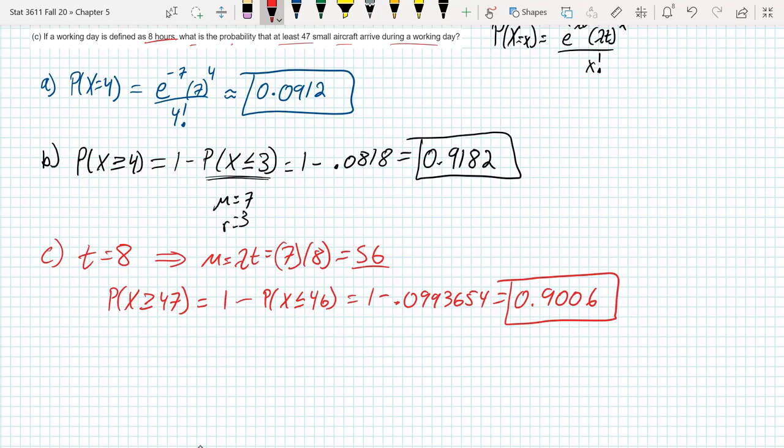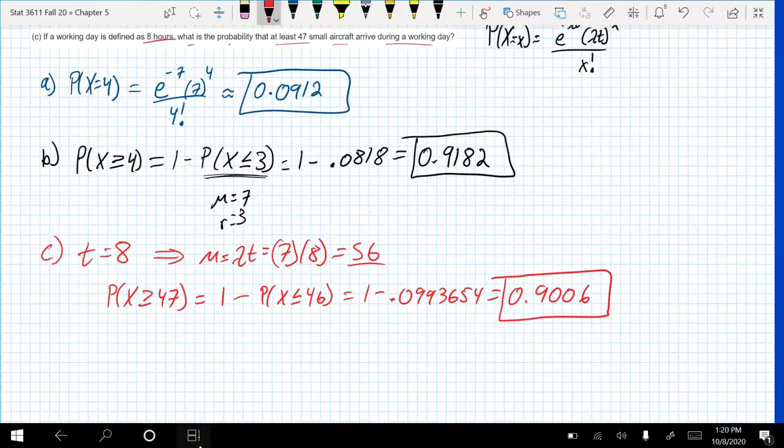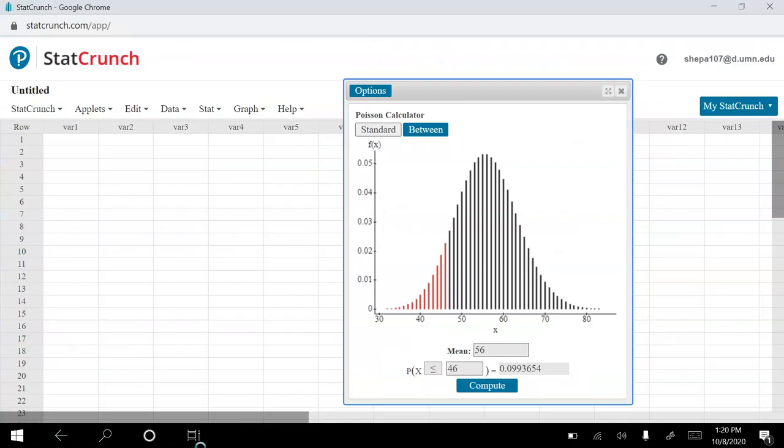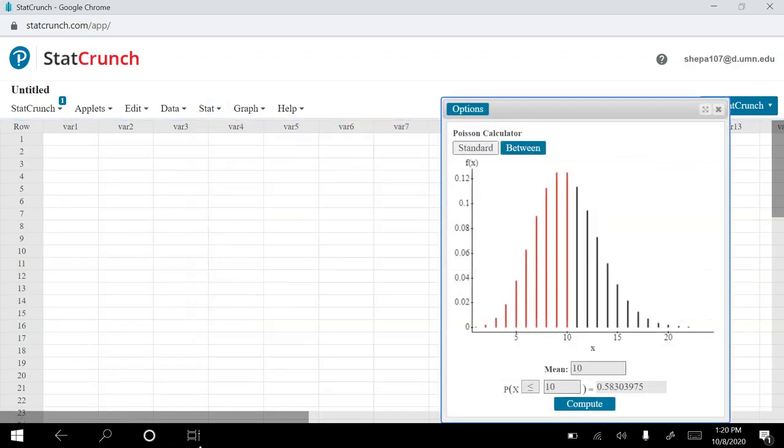Just want to illustrate that, give you some more practice, and show you that you have access to some nice handy calculators there in the StatCrunch applet. Again, that was opening StatCrunch, then clicking on Stat, Calculators, and specifically Poisson is what we were looking at, but obviously you can see there's a lot of stuff on here. But the Poisson calculator is what we were looking at for that.